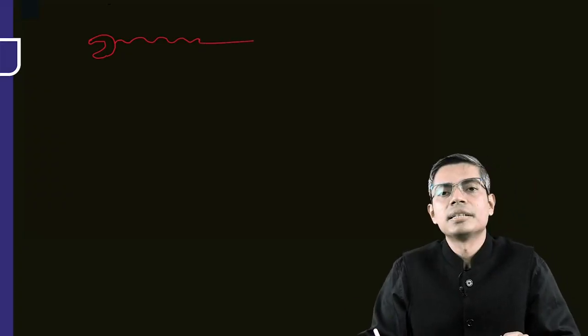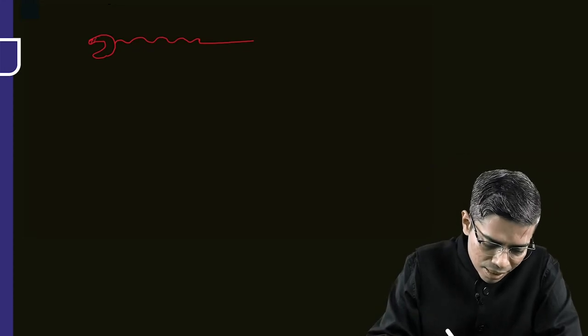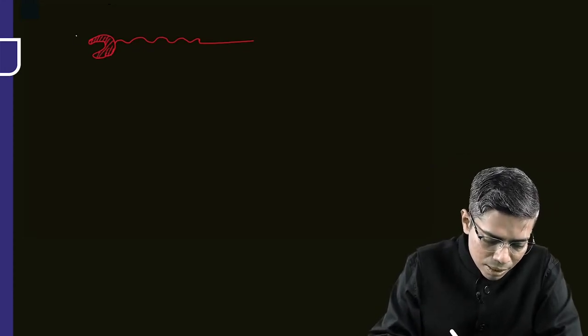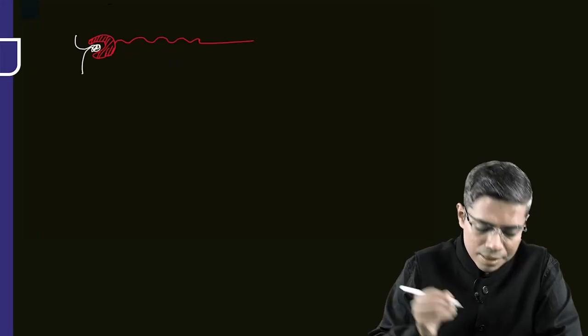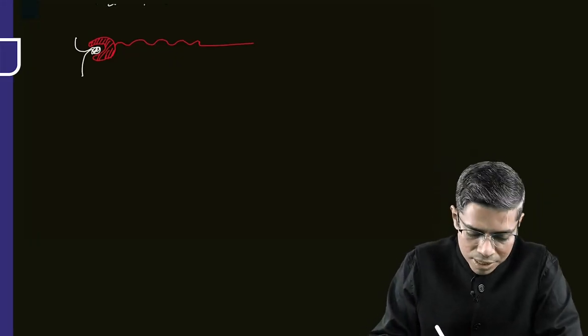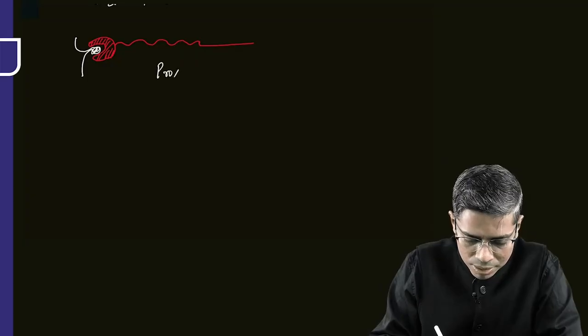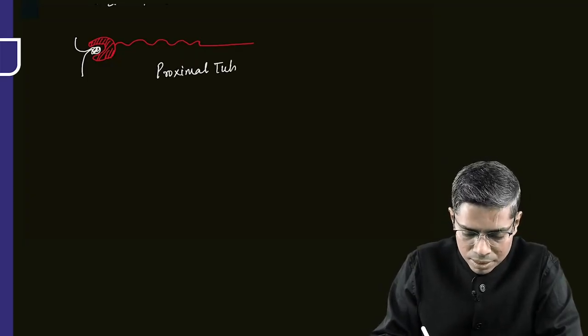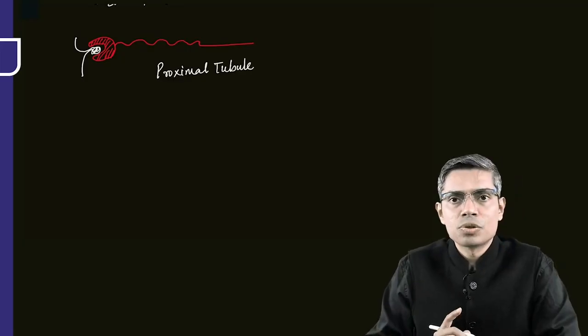So now look at the diagram. What I have made here is nothing but the Bowman's capsule. Inside this Bowman's capsule, there will be glomerular capillaries, right? And then you know that the proximal tubule will arise. Now in this diagram, you will find that the proximal tubule has two parts.